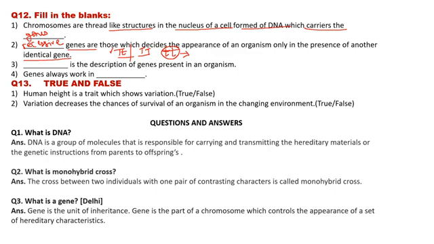Now coming to the next question, dash is the description of genes present in an organism's genotype. Genotype is the description of genes present in the organism. Genes always work in pairs.